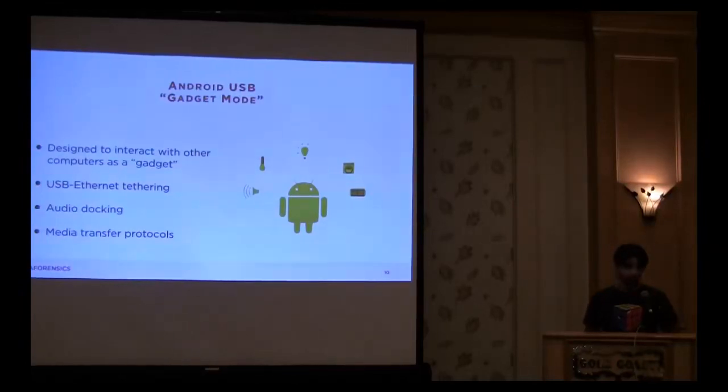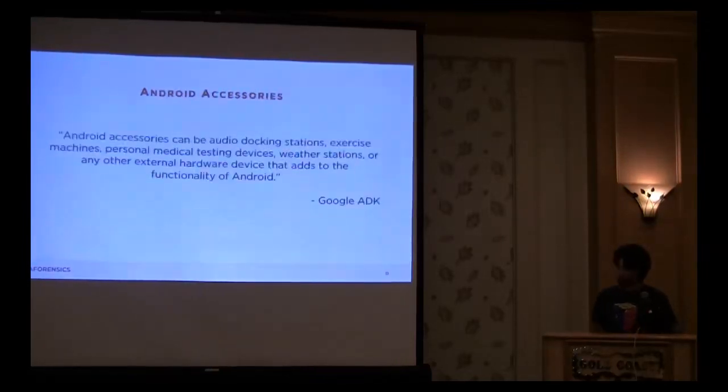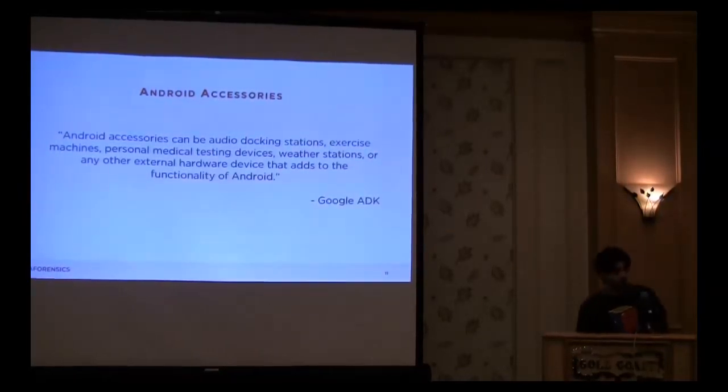Any modern mobile device has this USB hardware called On-The-Go that lets it switch roles between being a USB host device and a USB slave device. Our laptops and desktops generally just have the host-based hardware, whereas our mobile devices tend to have this On-The-Go hardware. So, Android accessories, this is what Google tells you it's for. It can be used for audio docking, for interacting with exercise equipment. They have the grand goal of the Android device being the central platform on a robotic system.